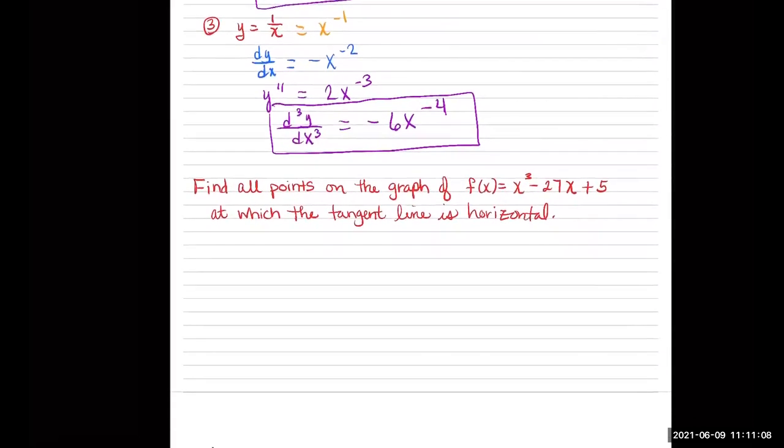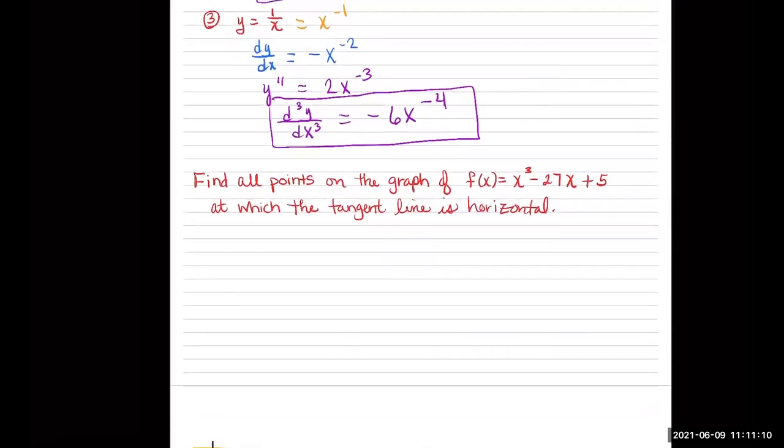Okay, so the next problem does look a little different. It says find all points on the graph where the tangent line is horizontal. Okay, help me out. If the tangent line is horizontal, what do we know about the slope of the tangent line? The tangent line is horizontal. What does that tell us about the slope of the tangent line? Yeah, the slope is equal to 0.